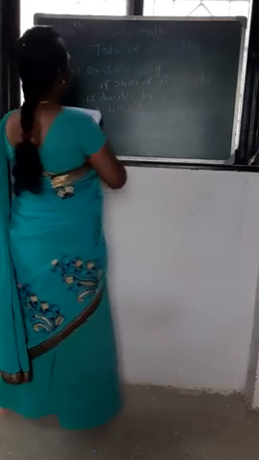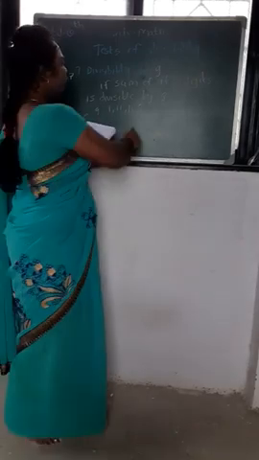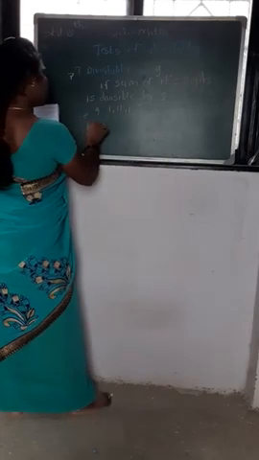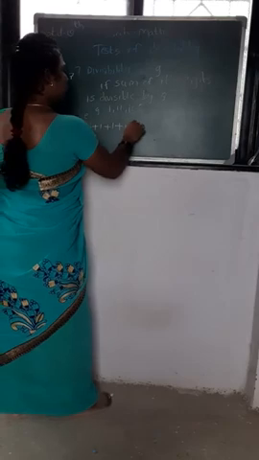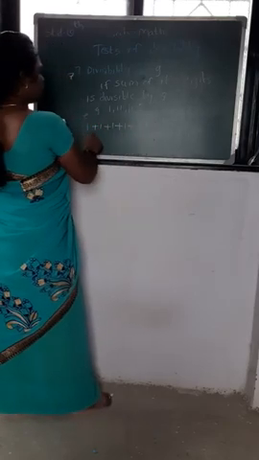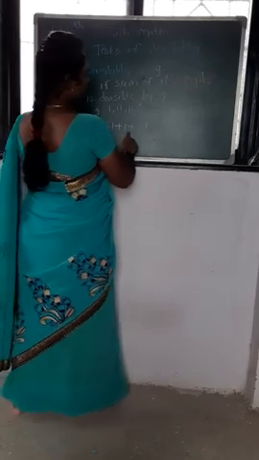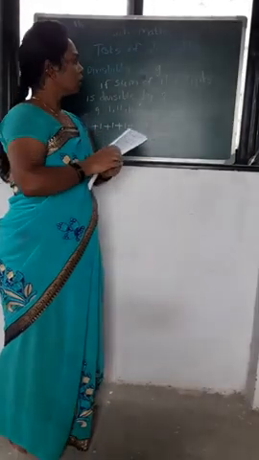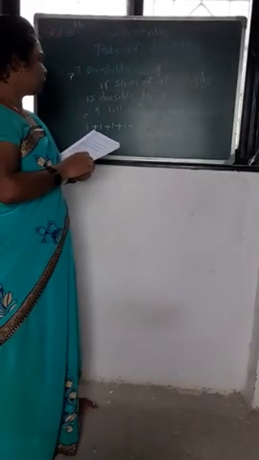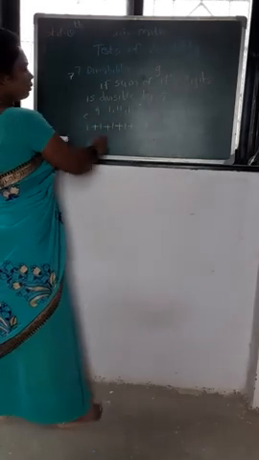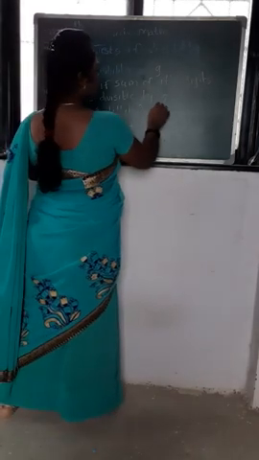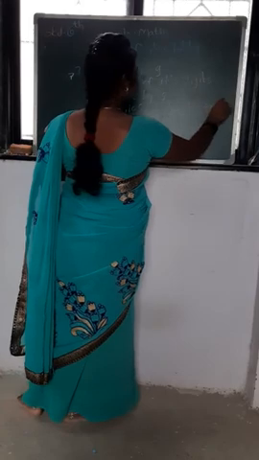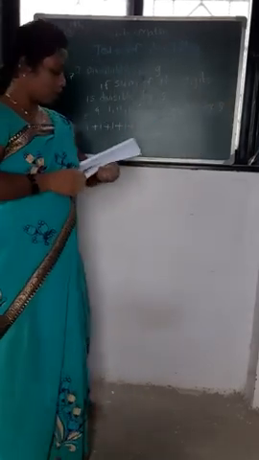For example, we will do one example: 111105. The property says that a number is divisible by 9 if the sum of its digits is divisible by 9. Sum of its digits: 1 plus 1 plus 1 plus 1 plus 0 plus 5 is 9. Then 9 is divisible by 9. Then the given number 111105 is divisible by 9.